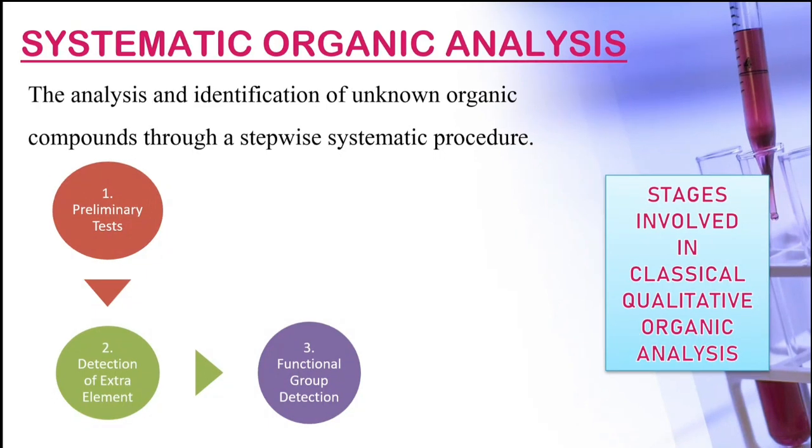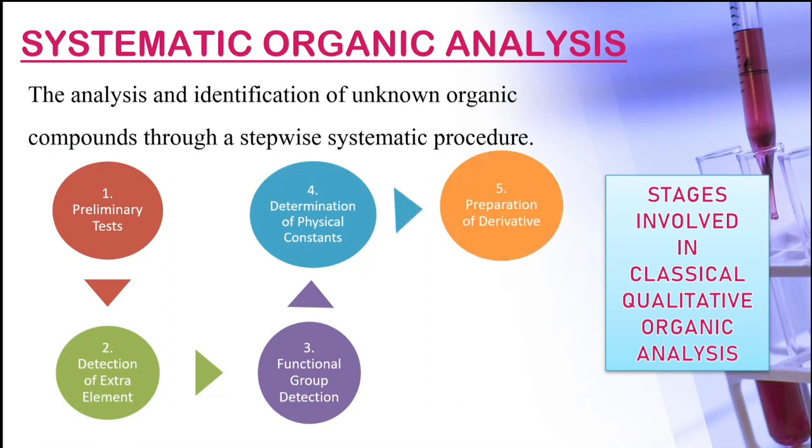The fourth step is determination of physical constants, that is the melting point if the compound is solid and the boiling point if the compound is liquid, as this is helpful in narrowing the list of probable compounds. To further determine the organic compound, a suitable derivative is formed, followed by the determination of its melting point. This helps us to find the unknown organic compound.